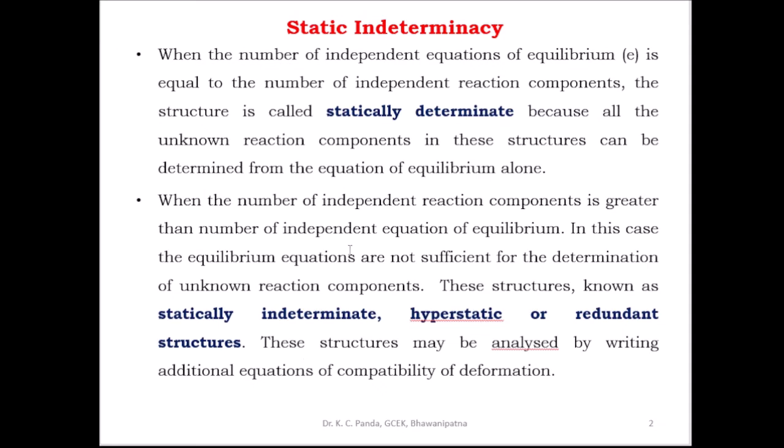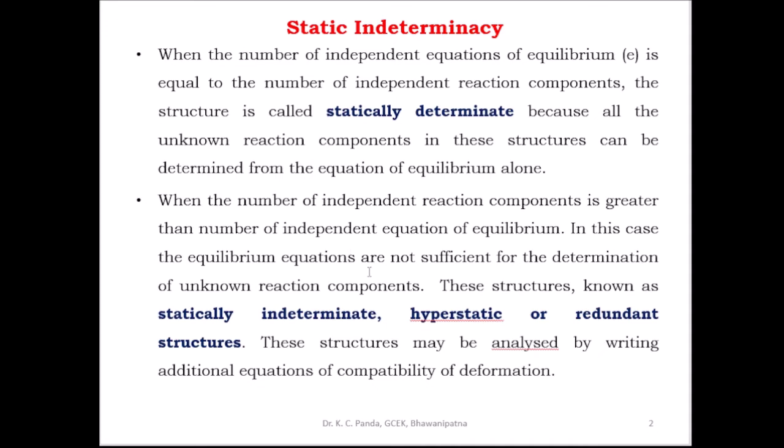Generally, a structure may be externally indeterminate or internally indeterminate. A structure is said to be externally indeterminate if the available equations of equilibrium are not sufficient to determine the external direction components. And internally indeterminate occurs when the internal forces or resultant stress cannot be determined from the available equations of equilibrium.